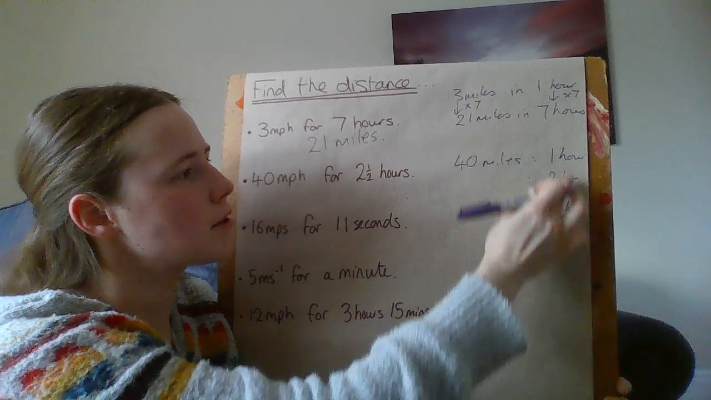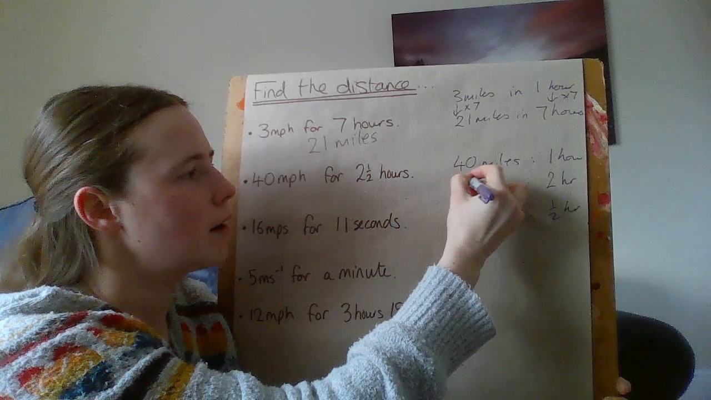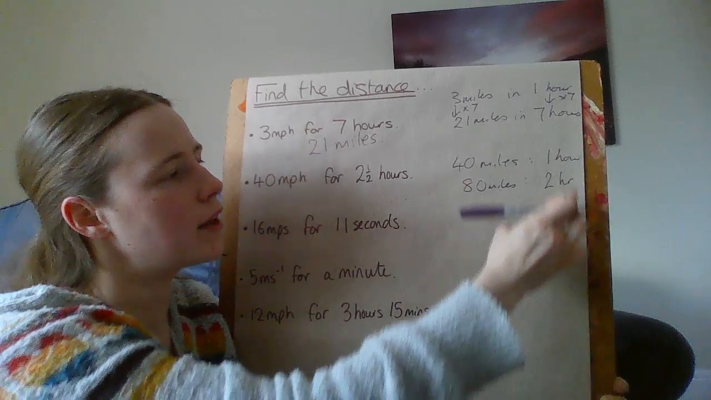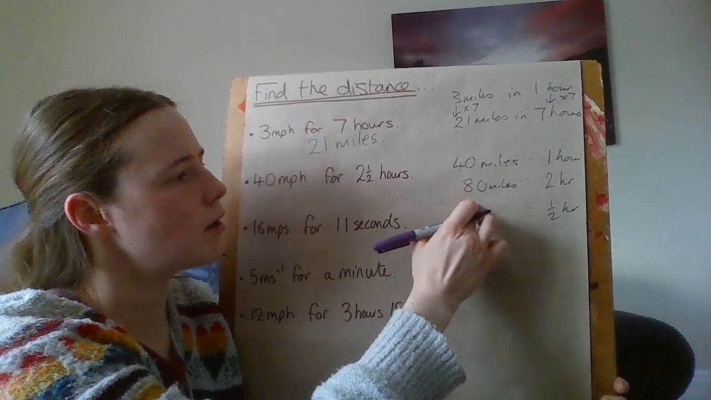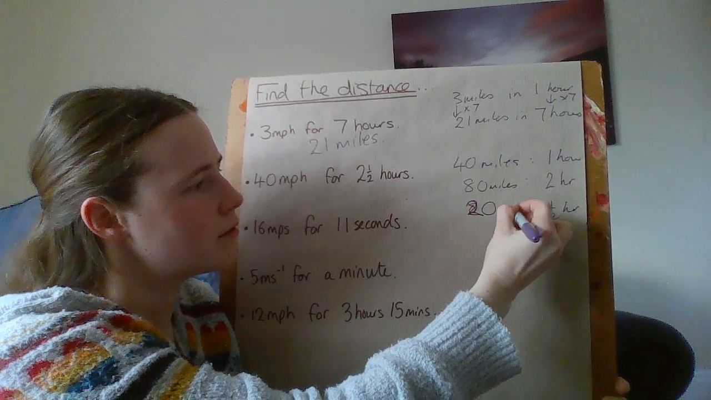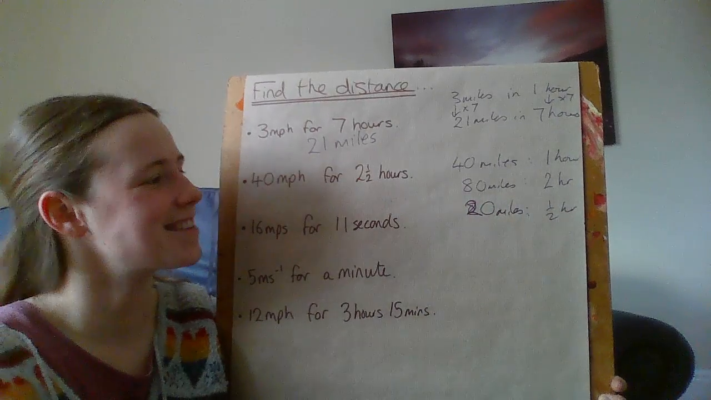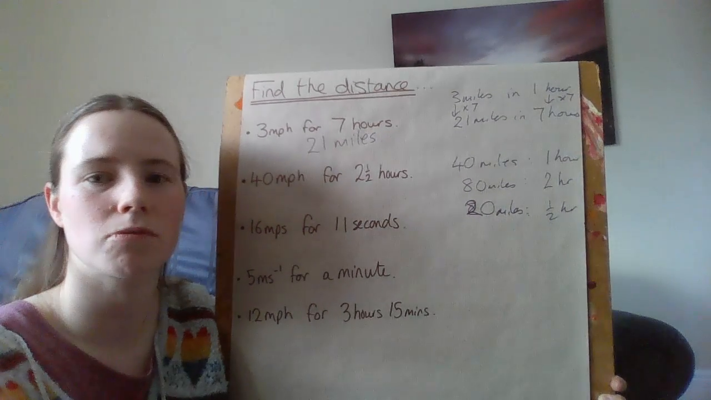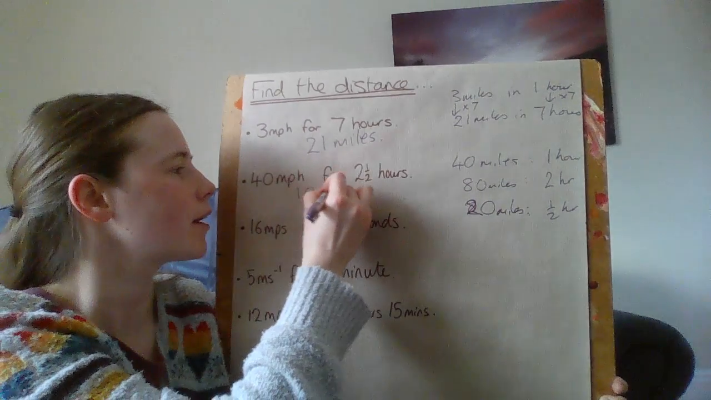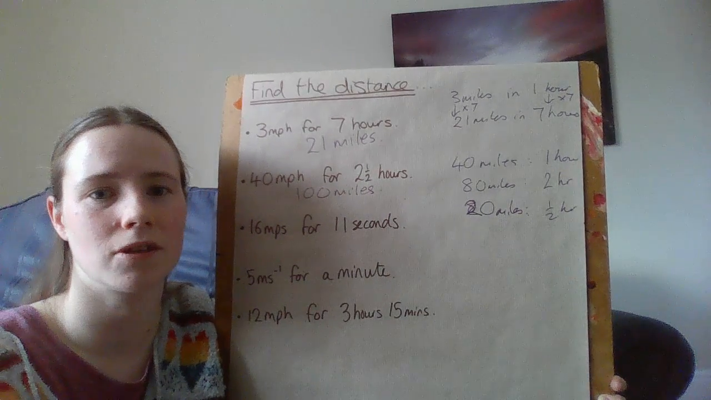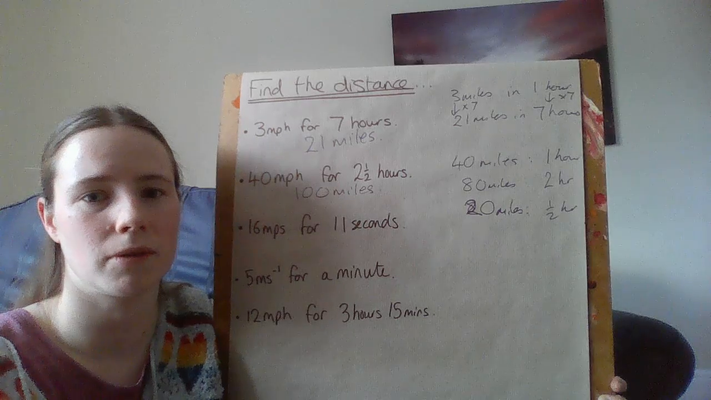So for the 2 hours, I'm doubling that. So I double that. I'm going to get 80 miles in 2 hours. And if I want half an hour, I'm dividing that by 2, 20 miles. Okay, so then I can put the 2 hours and the half an hour together. So we've got 80 plus 20 miles, which is 100 miles I'm going to get in 2.5 hours. And that's exactly the same as what you'd get if you just times 40 by 2.5.